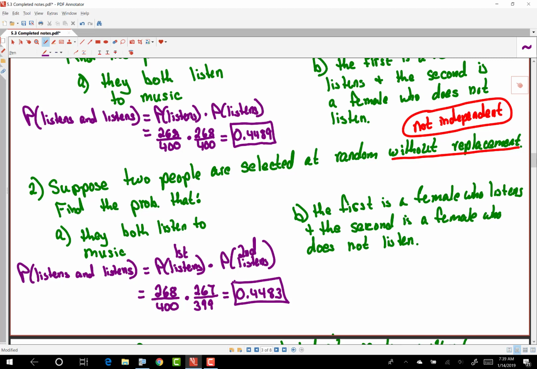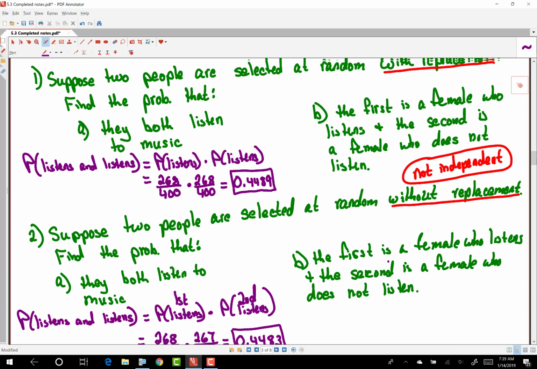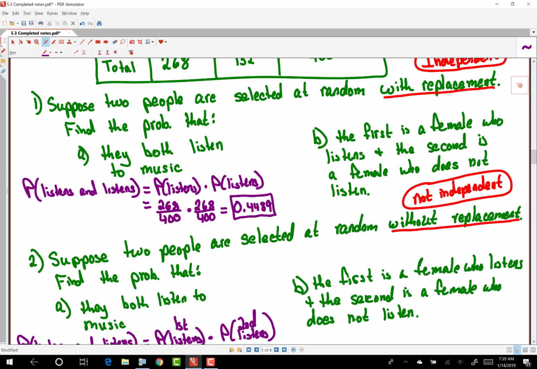So notice how the fact that the first event happened changed the probability of the second event. That's why when you do it without replacement, they're not independent. Okay, let's take a look at part B for each of these. I think I'm going to have to erase this so I have enough room. Just remember, without replacement is not independent.